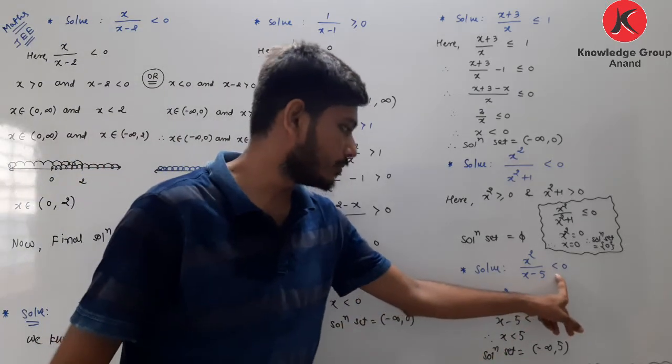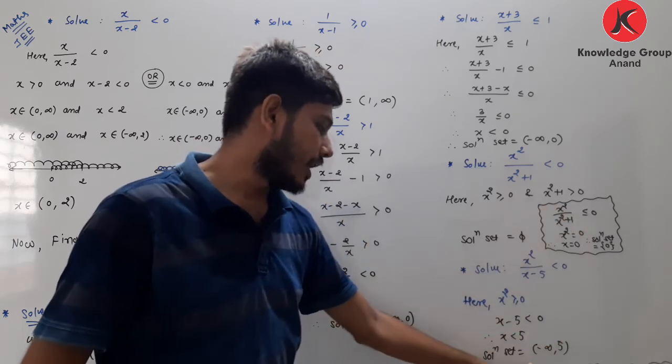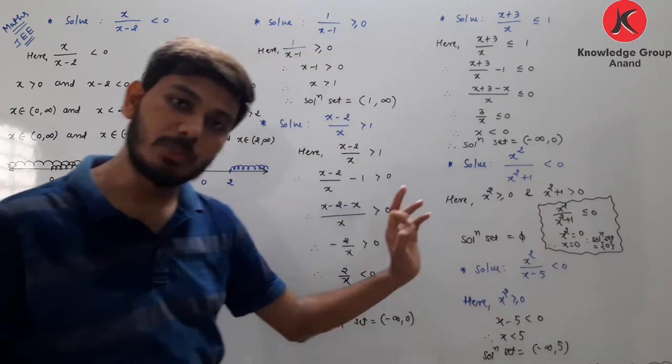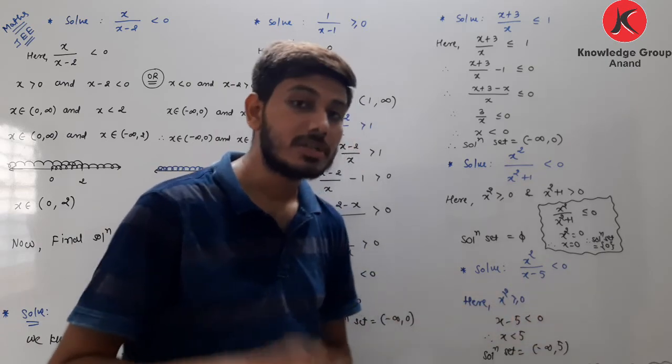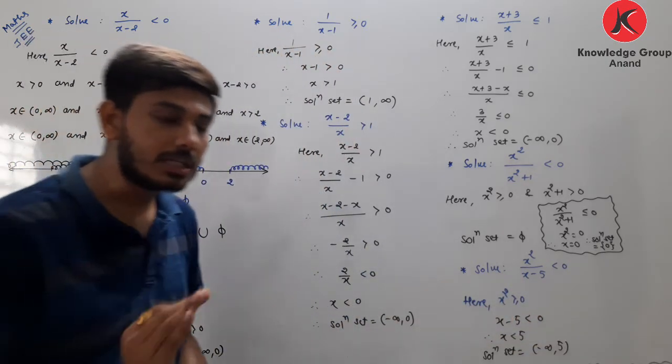Suppose the equality symbol is there, then the answer is minus infinity to 5. The open interval is outside because the denominator can't be equal to 0.